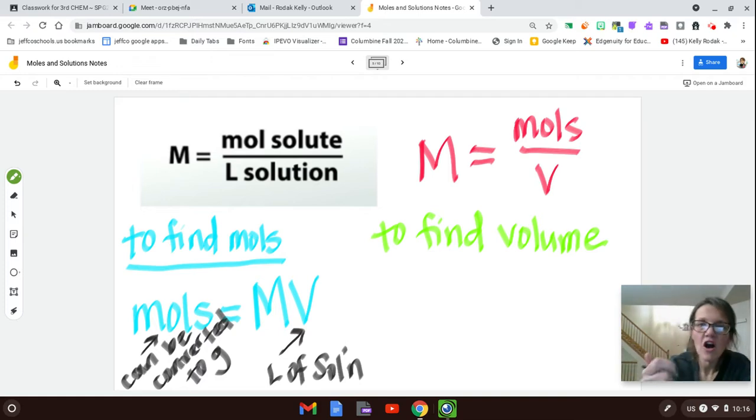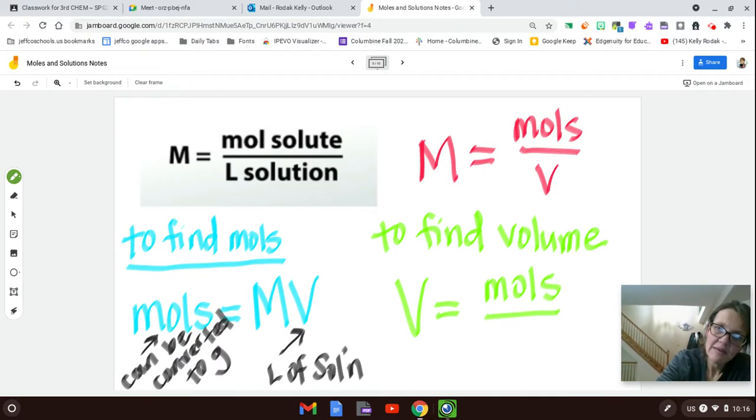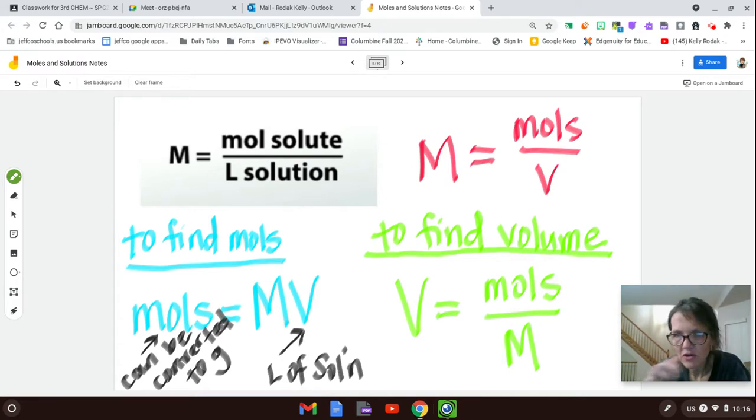So to find volume, V, what we're going to do is take our moles and divide it by the molarity. Okay? So those are our two equations that we need to be familiar with: to find volume and to find moles. And as long as we know those two equations come from molarity, we can then solve any kind of a problem for solution. So let's take a look at a couple of examples.